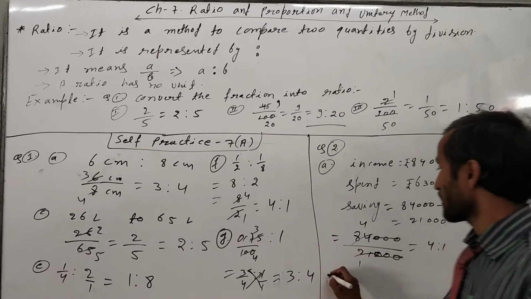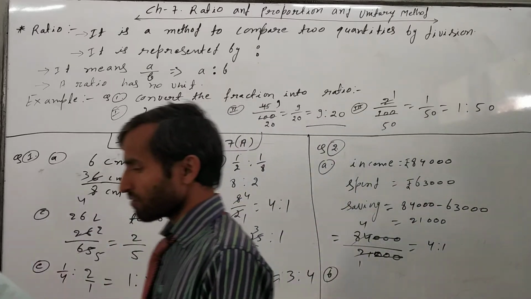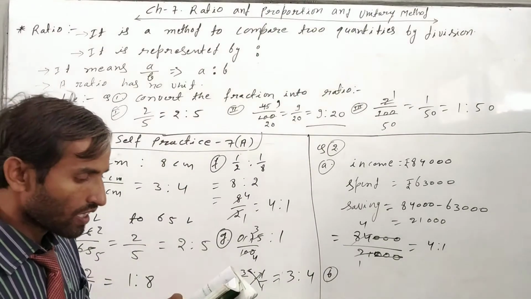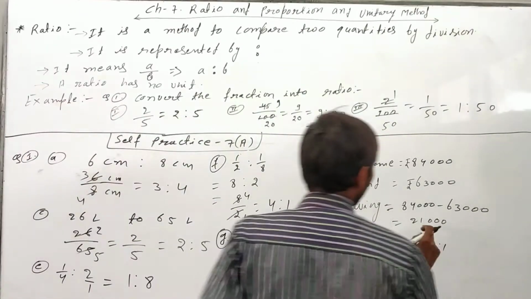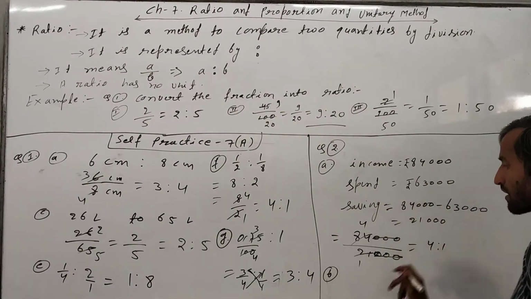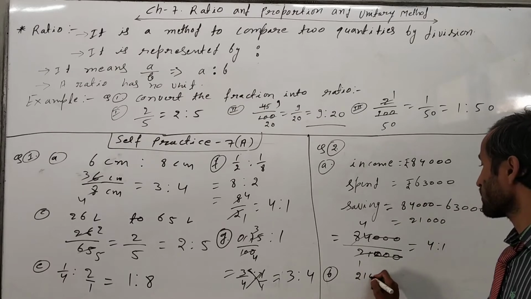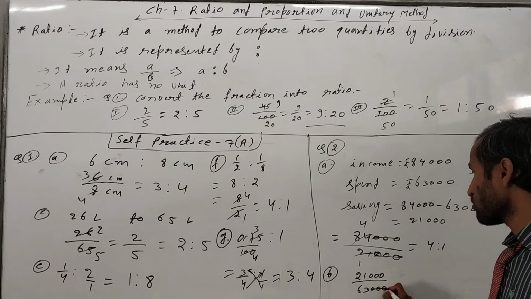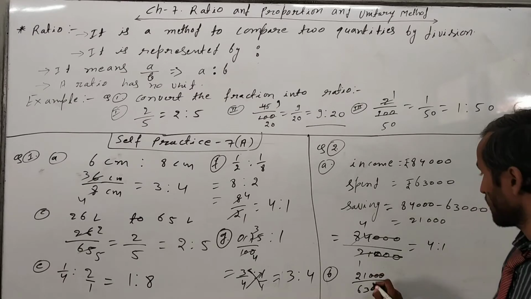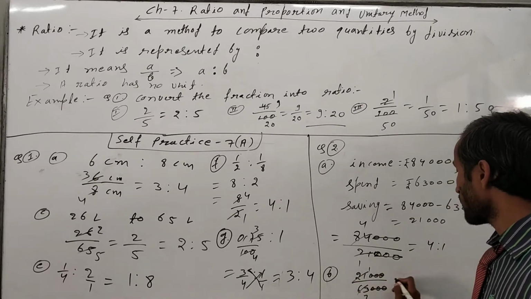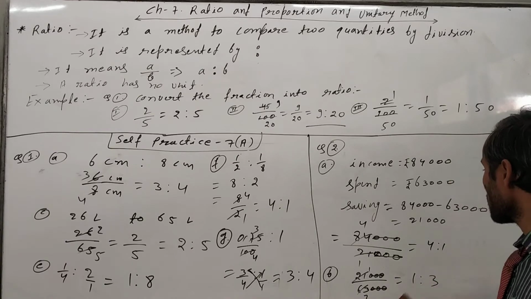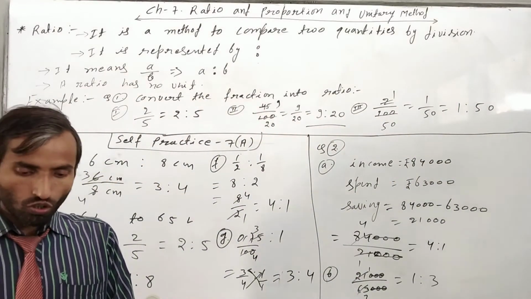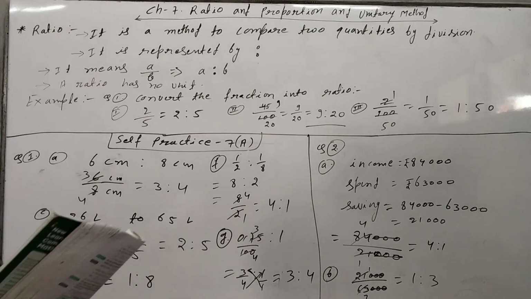Now B part. In the B part, what is given here? The money that Ravi saves and the money he spends. It means we have to find the ratio of saving and expenditure. So 21,000 upon 63,000. Again zeros will cancel, and 21 by 3. So 1 is to 3 will come. So in the B part the answer will be 1 is to 3. Like that. Okay.